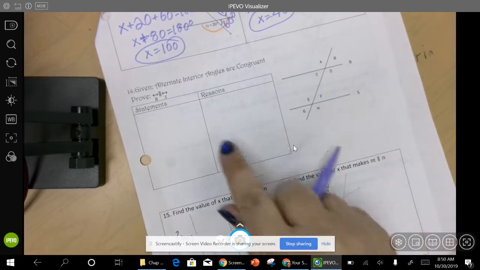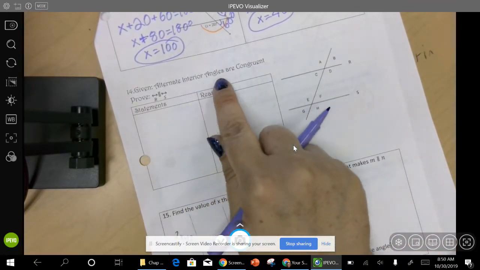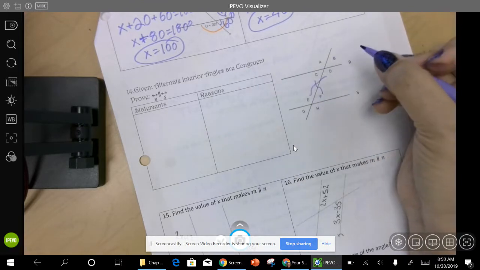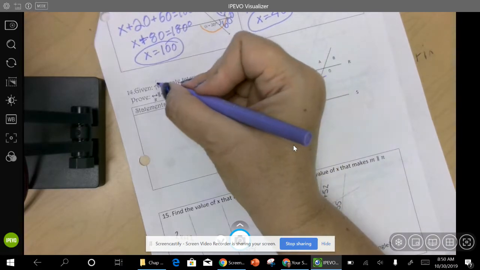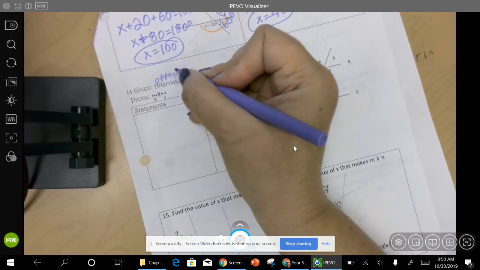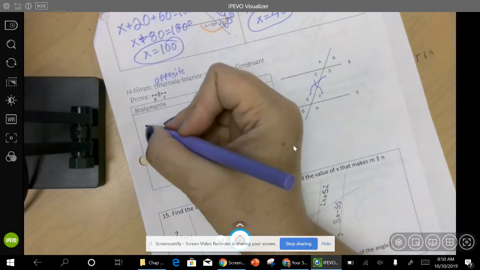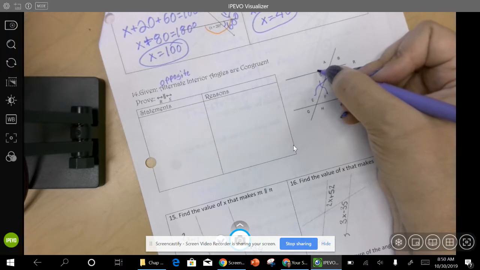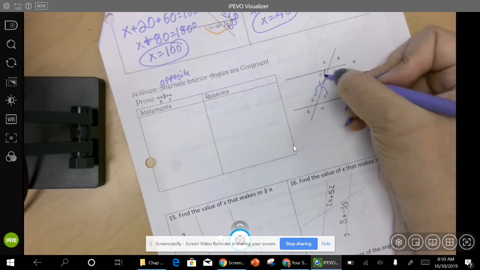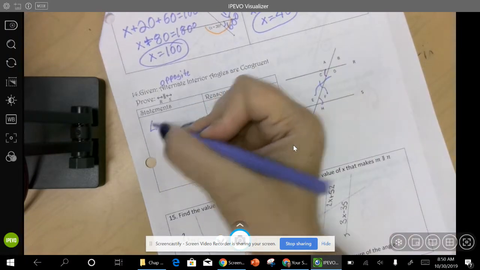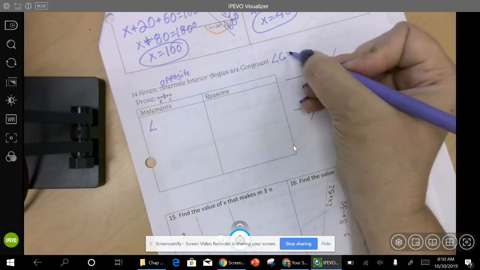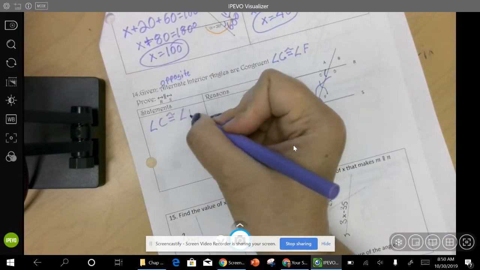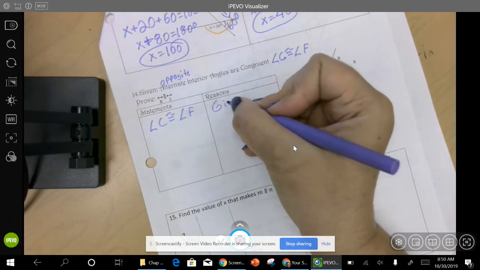Okay, this one, it says, given alternate exterior angles are congruent. So remember that means that these outside ones on opposite sides. Alternate, opposite. Okay, so opposite sides, outside. So we're going to use, okay, we're given that those two are congruent. So angles, I'm going to use angle C and angle F. So angle C is congruent to angle F, and that is a given.